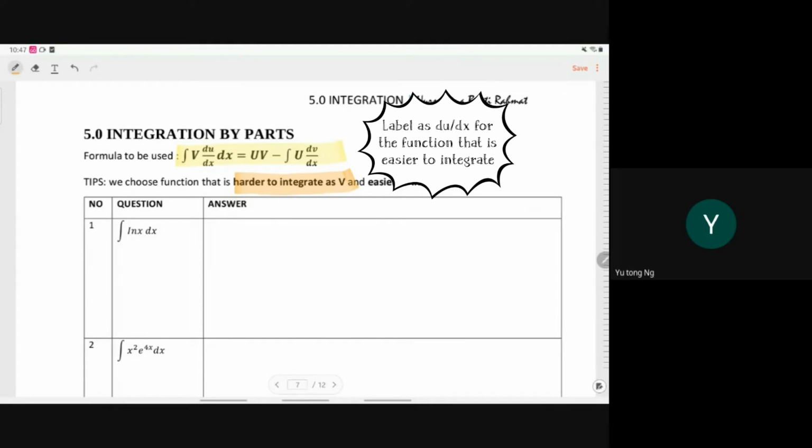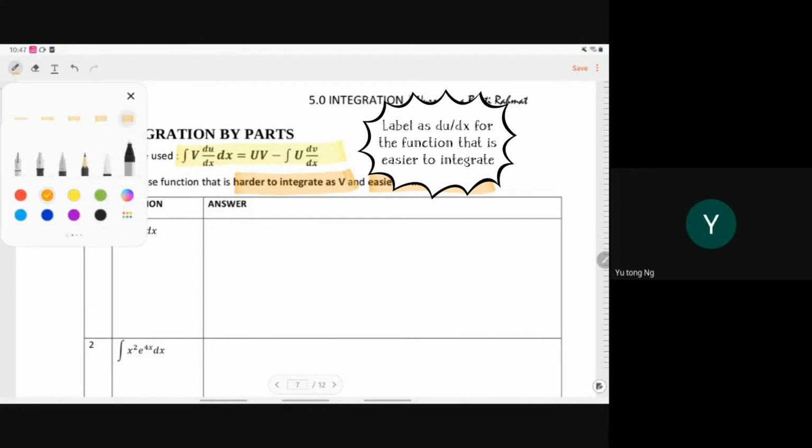Okay, the one that is easier for you to integrate, we label it as u. Okay, selalunya macam tu lah. Ataupun kalau contohnya it's x, you tahu kalau you integrate dia akan jadi x square. So dia tak akan berhenti. So biasanya kalau case macam tu kita akan jadikan x tu sebagai v lah supaya dia berakhir. Okay, tamat, tak berterusan kita punya integration.